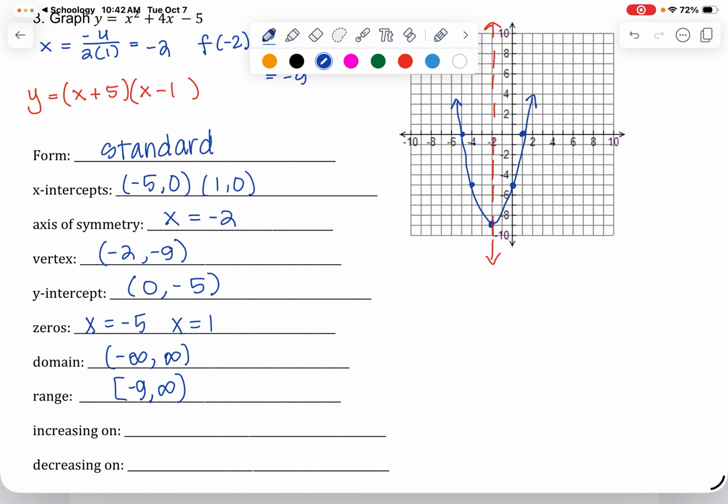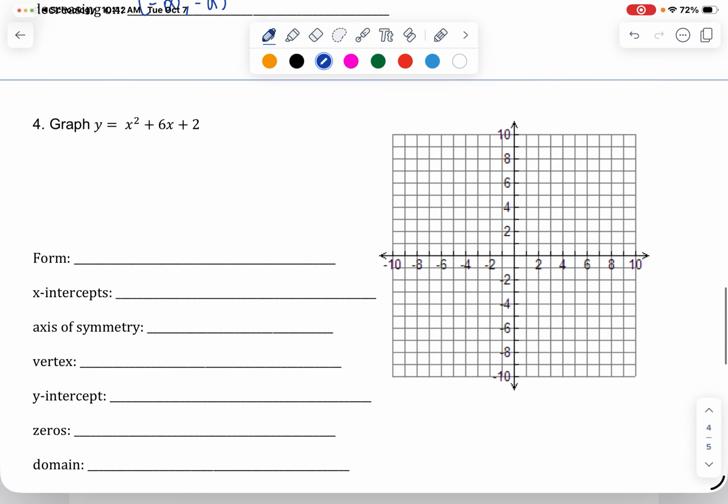Increasing on, so if you look right here, it's increasing from here forever. So that's from -2 to infinity. Decreasing from -infinity to -2. Okay. All right, let's move on to the next one here.